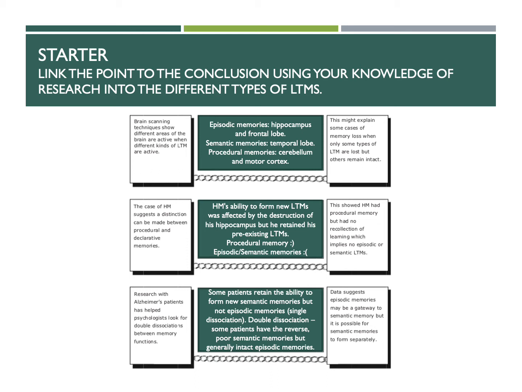And then other researchers found a double dissociation because some patients have the reverse. So some patients have poor semantic memories, but generally intact episodic memories. So the fact that we can't predict the difficulties that Alzheimer's patients will have is this double dissociation between abilities in forming new types of memories. It's again more evidence that different types of long-term memory exist and that they form separately.